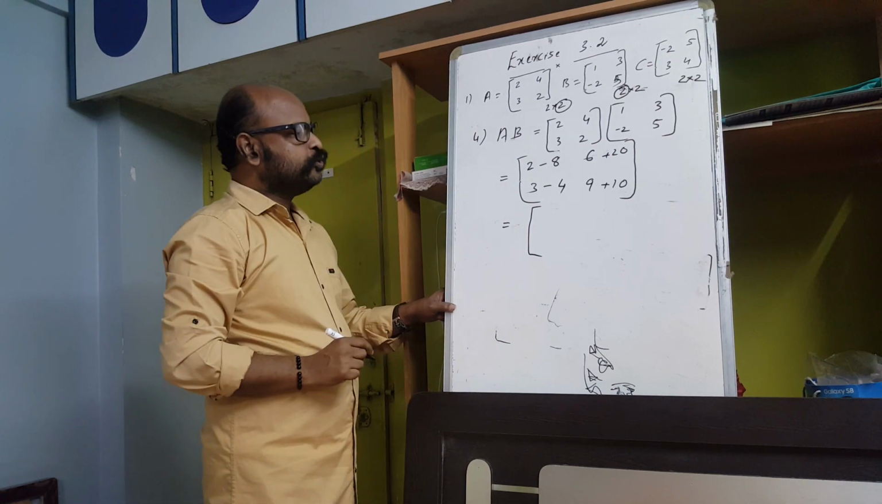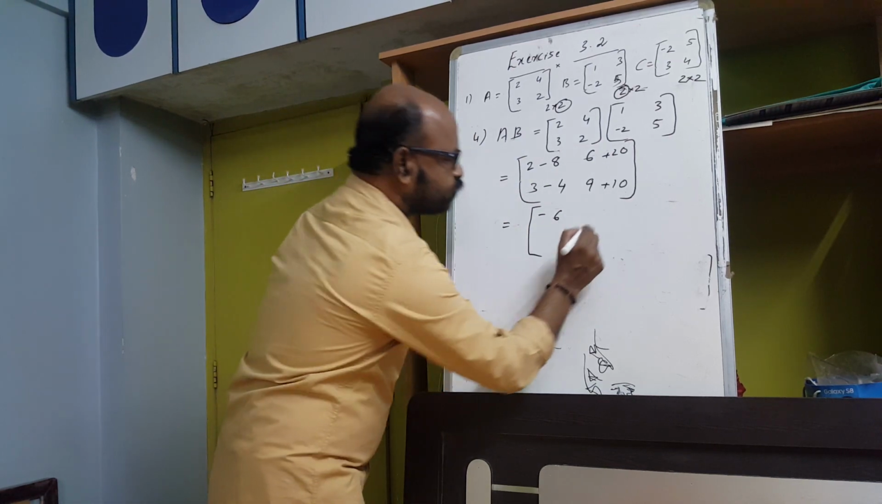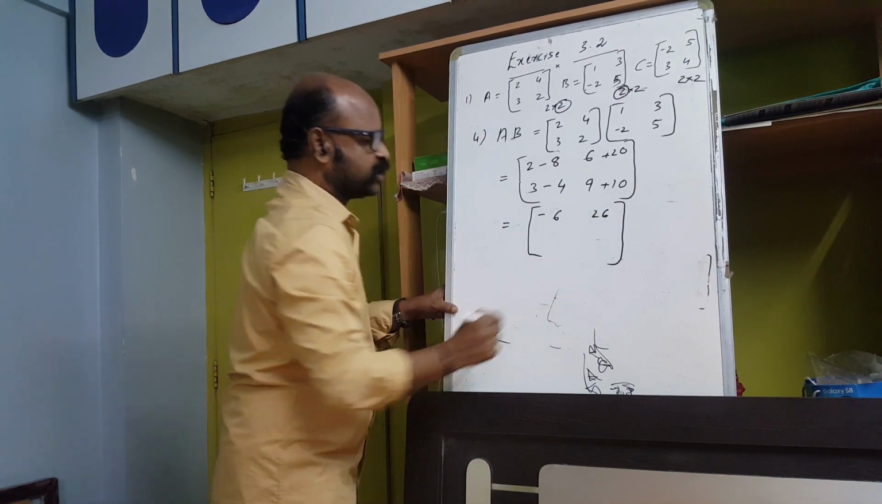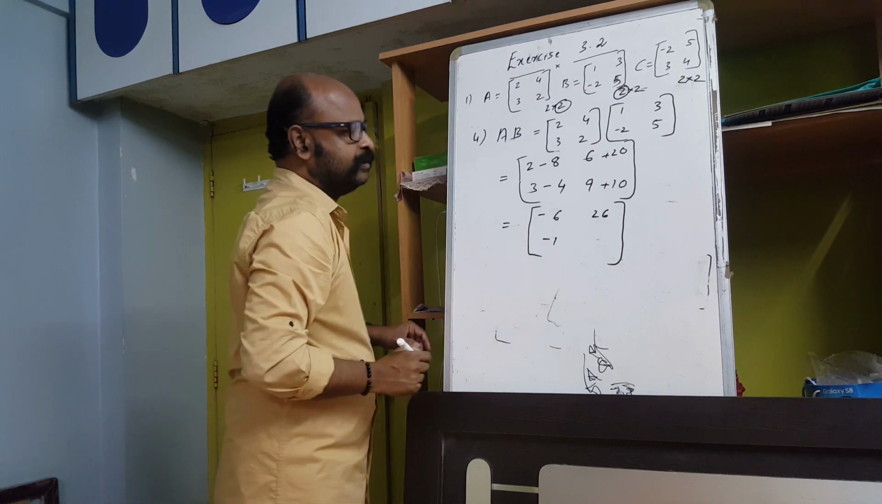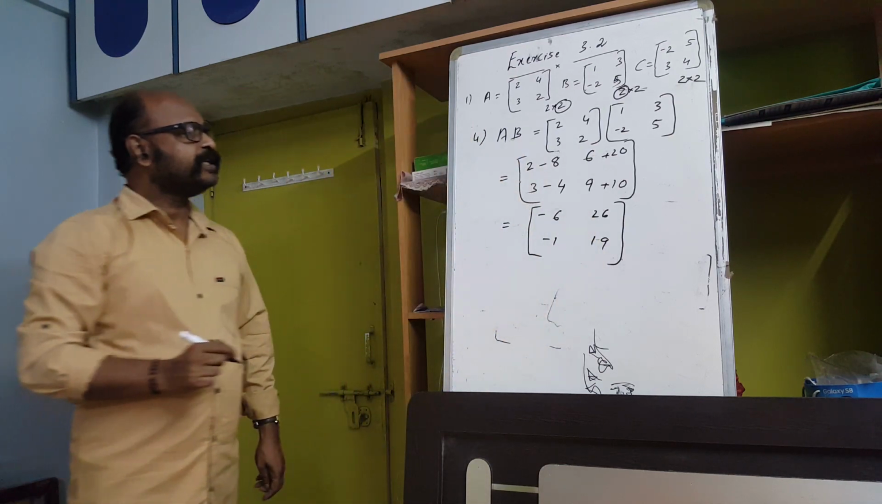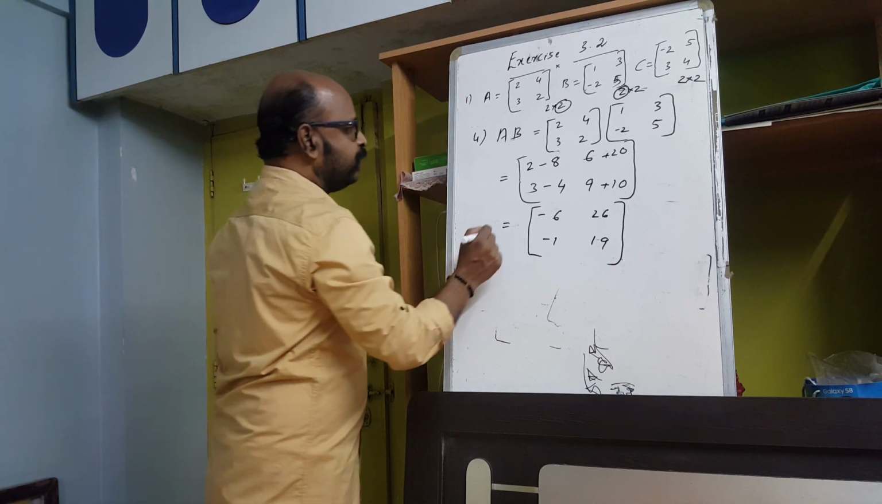Okay. So 2 minus 8 comes as minus 6. 6 plus 20, 26. 3 minus 4, minus 1. 9 plus 10, 19. Okay. So we have obtained the product AB.